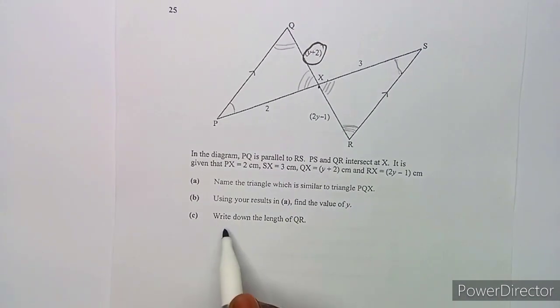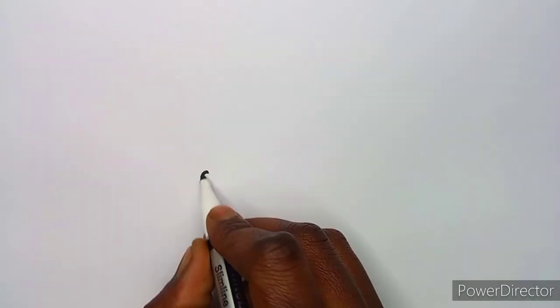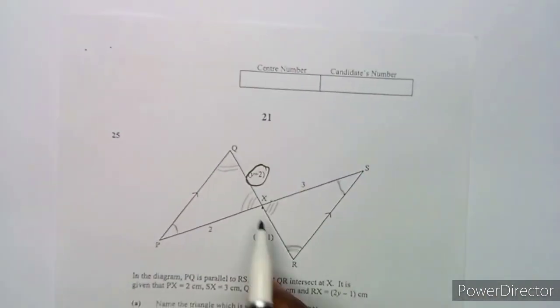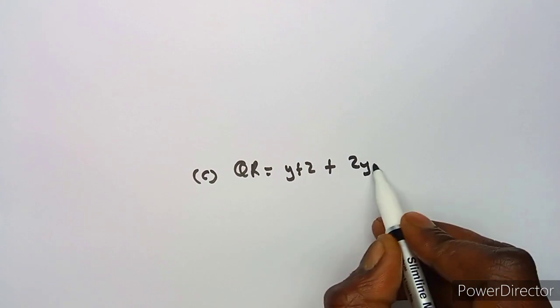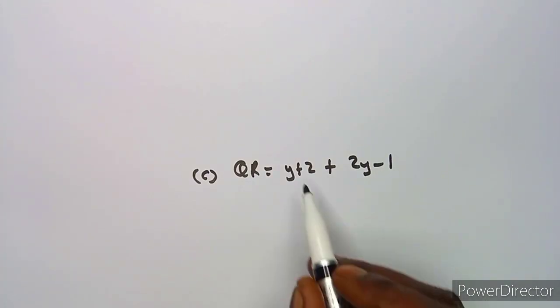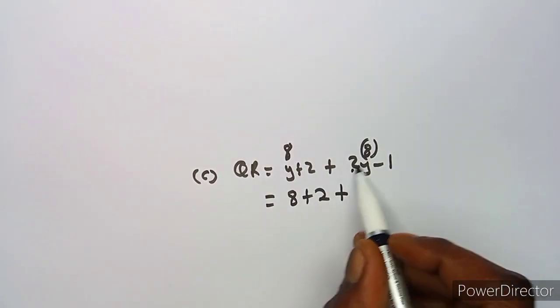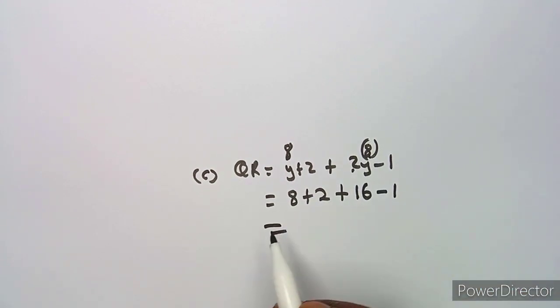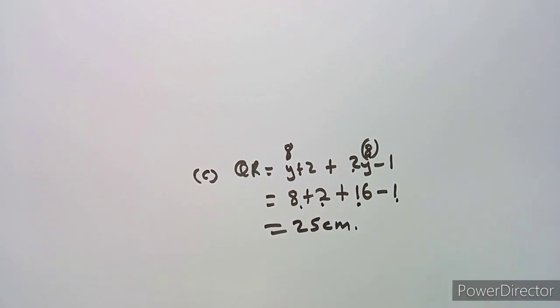So we have this value of y, and now the question is asking you to calculate the length of QR, from Q to R here. Take note, from Q to R you are combining the 2y plus 2 and the 2y minus 1. So that is what you are combining now. Your y is 8, so you're simply substituting here: 8 plus 2 plus 2 times 8, which is 16, minus 1. You just have to combine properly, guys, which is going to give us 25 centimeters, if I'm not mistaken. That's 26 minus 1, which is 25 centimeters. All right, so that's what we had. It's safe to substitute the numerical value that you are given.